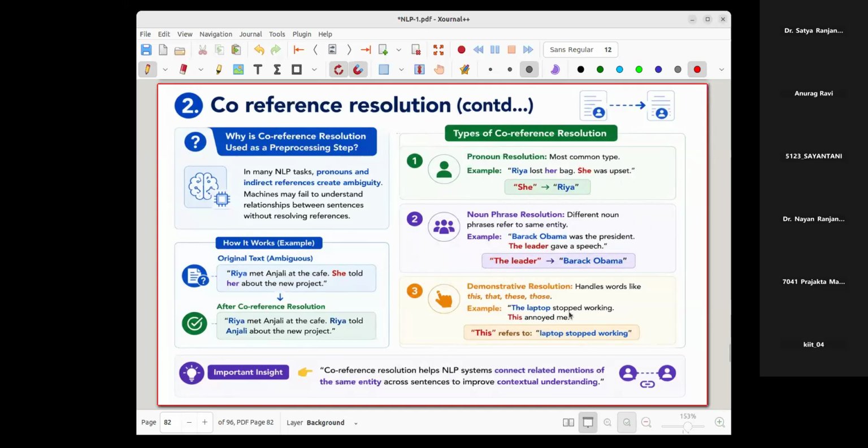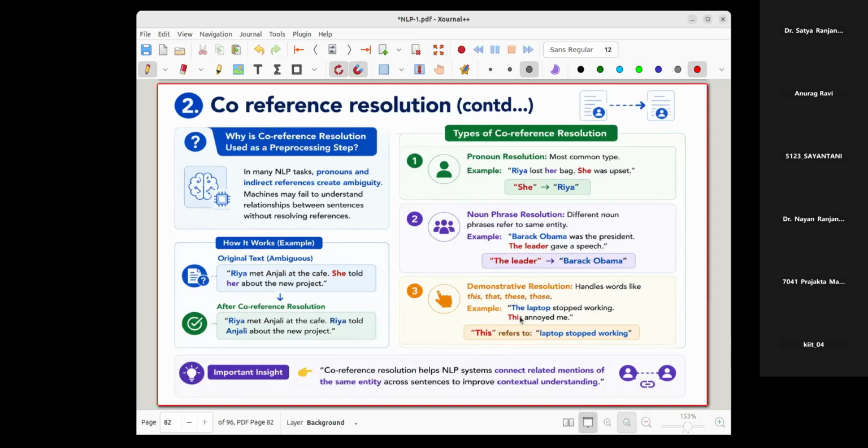Another, third type of co-reference resolution is called demonstrative resolution. What is it? It handles words like this, that, these, those, it, etc. So now see, the laptop stopped working. This annoyed me. So here the laptop stopped working, and this total event is this. That means the laptop is this. So this kind of resolution is called demonstrative resolution.